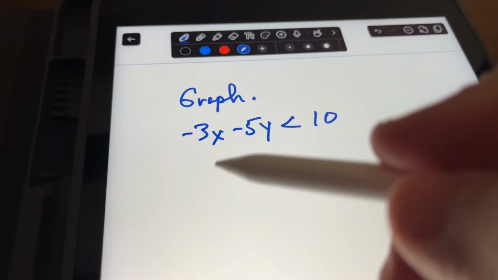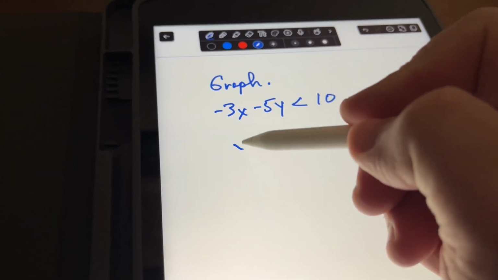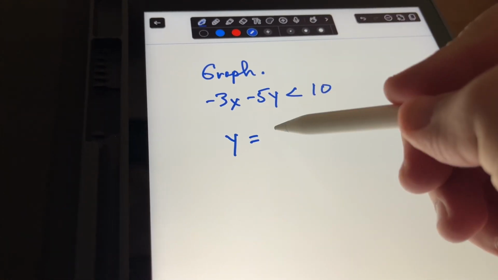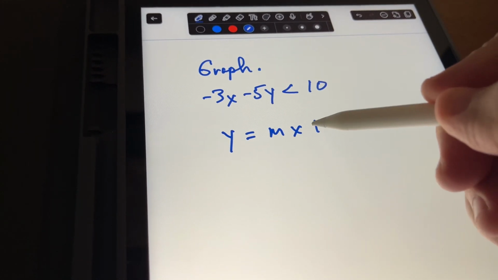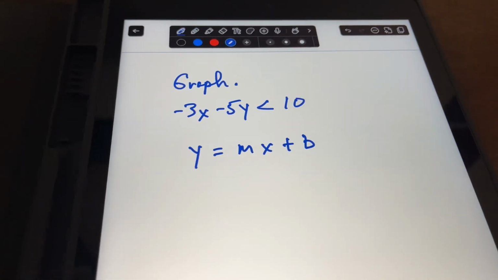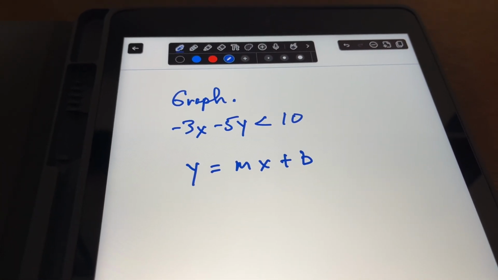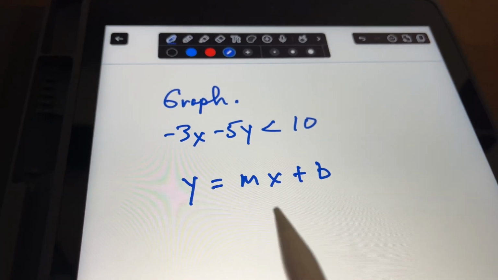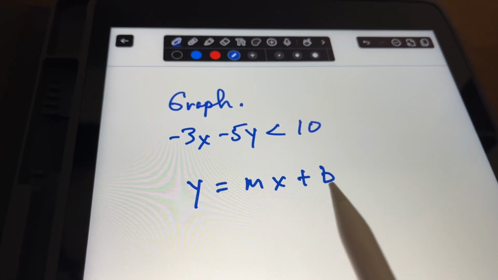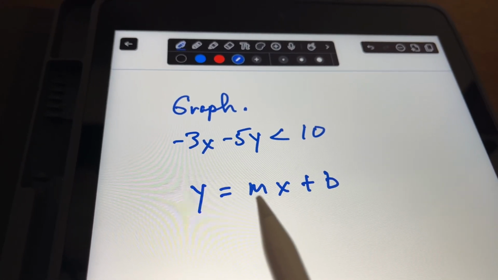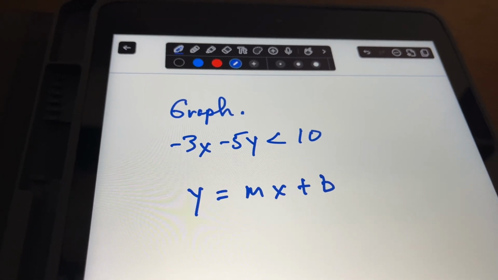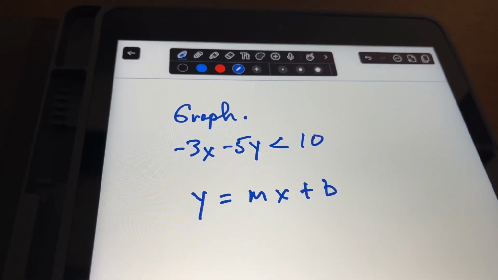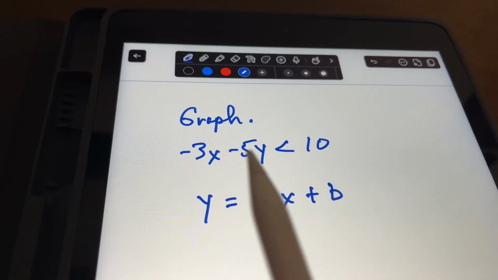So think about slope-intercept form like this, y equals mx plus b. So we want to put this in this form so that we can graph the y-intercept and then we can follow the directions in the slope. So we're going to treat it very much like a linear equation, but it's a linear inequality.